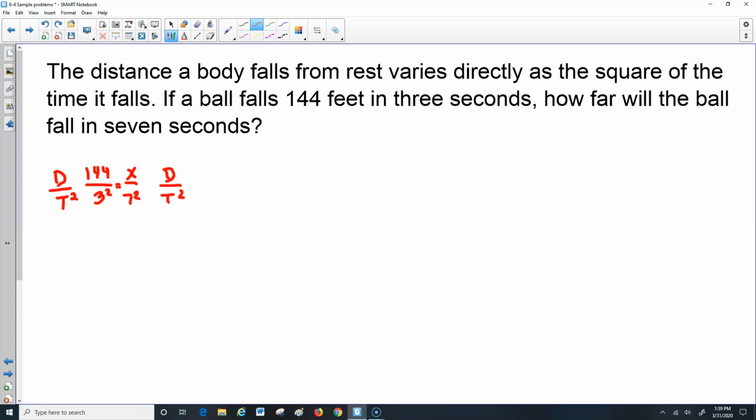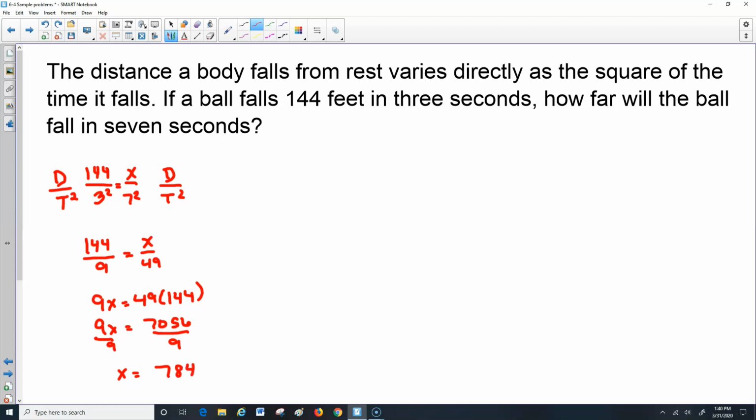So now we can solve this proportion. We're going to have to do the squaring, so let's do that first. So 144 over 9 equals x over 49. If we cross multiply, we get 9x equals 49 times 144. 49 times 144 is 7,056. And then if we divide both sides by the 9, we get x equals, once again, 784, and this is feet.